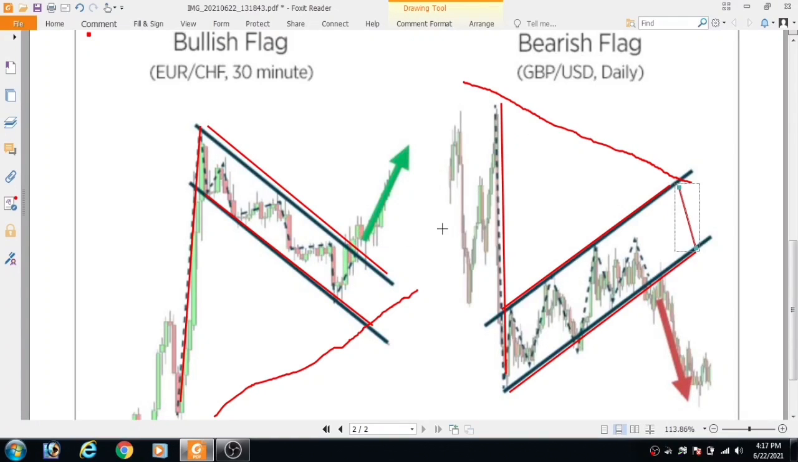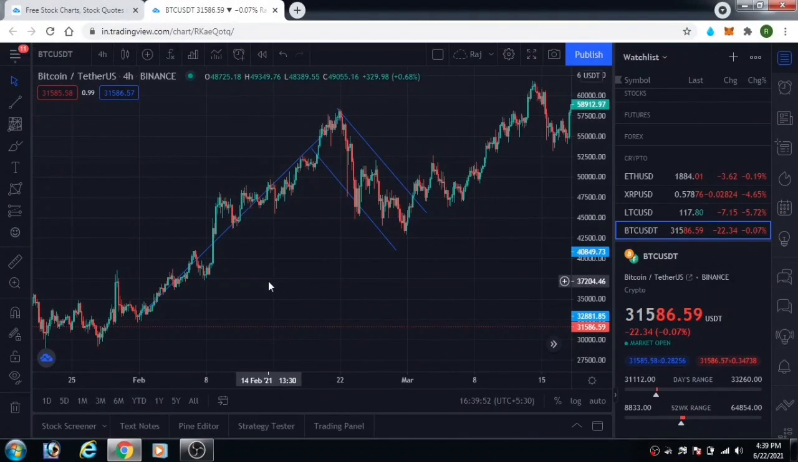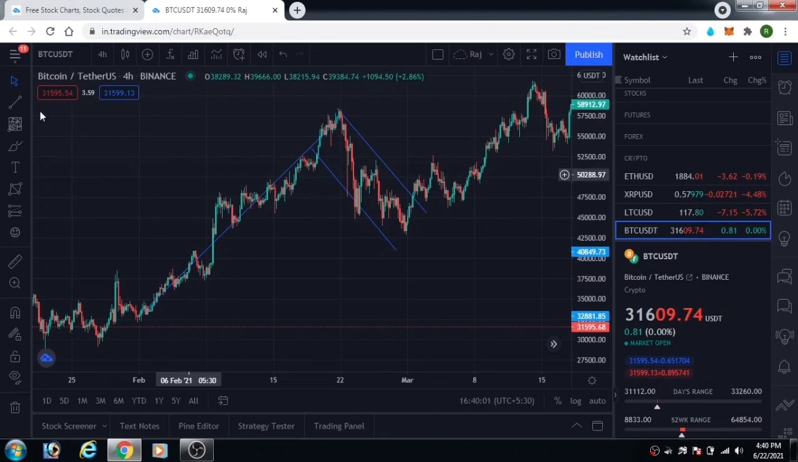So now let's move into the TradingView example. Let's take a Bitcoin chart or any other chart as an example to see the flag formations. Now we are on the TradingView. I wanna clear your doubts through an example. Here I have opened BTC chart in 4-hour time frame. I am giving an example of bullish flag.